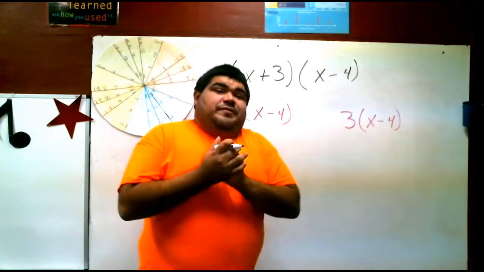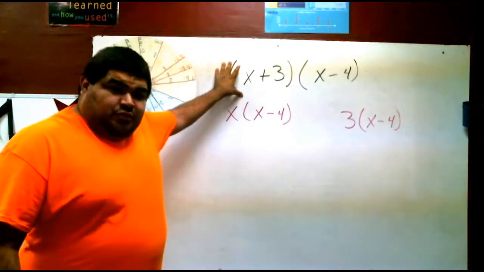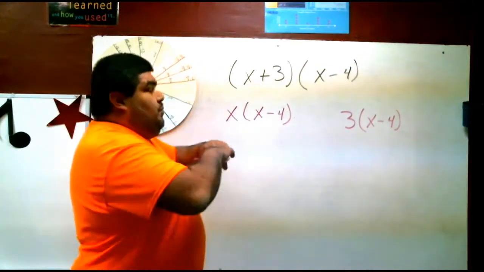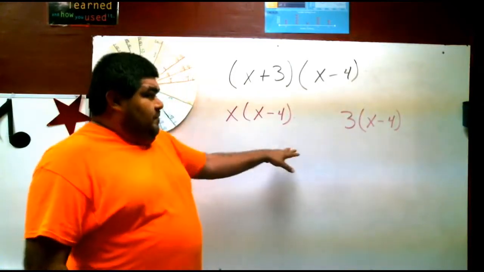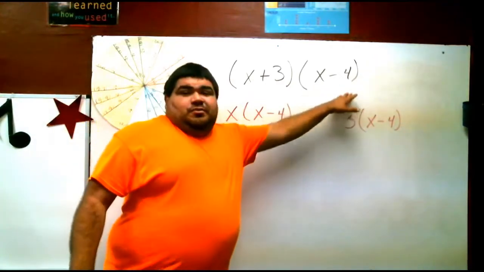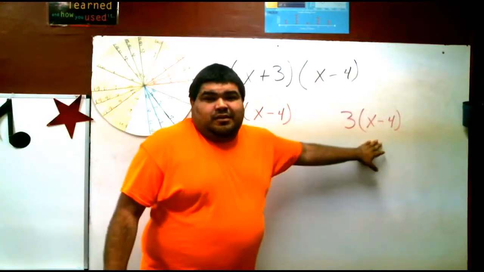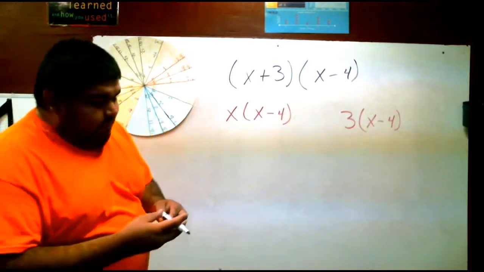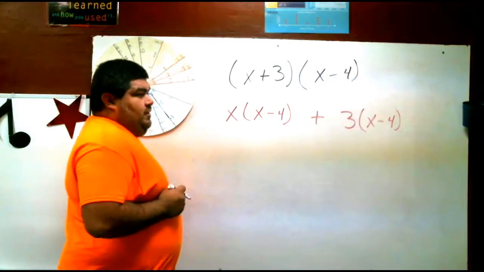So all we've done so far is, on our first group, we broke it apart into two different terms. You have your x term and your 3 term, because it's x and 3. Your second group, we left it as it was. That's all we've done so far. Now, since it's positive 3, we're going to put a plus in the middle, because it's positive.